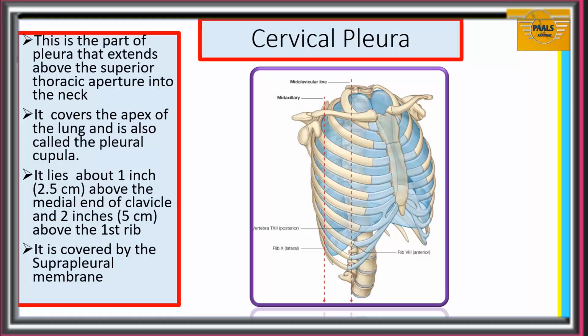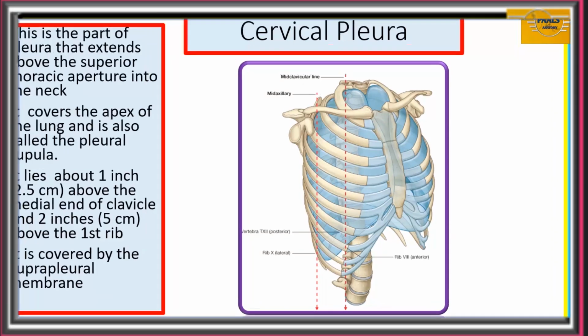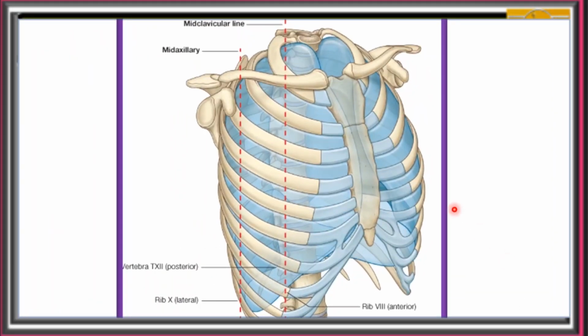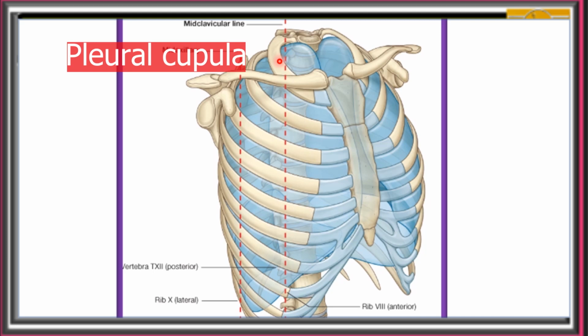Now, the cervical pleura is the part of the pleura that will extend above the superior thoracic aperture into the neck. Here is the superior thoracic aperture. Now, this part of the lung is called the apex of the lung. So, the cervical pleura is the part of the pleura that is seen above this superior thoracic aperture, covering the apex of the lungs. It is also called the pleural cupula.